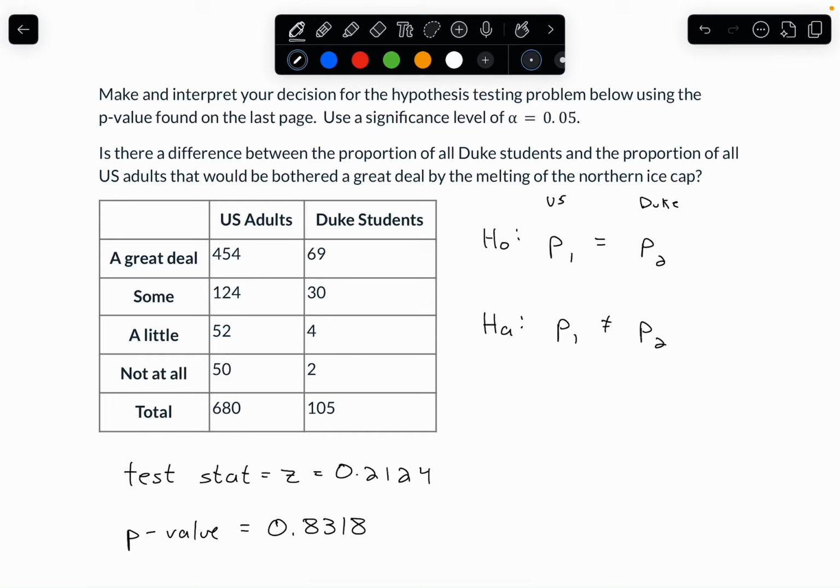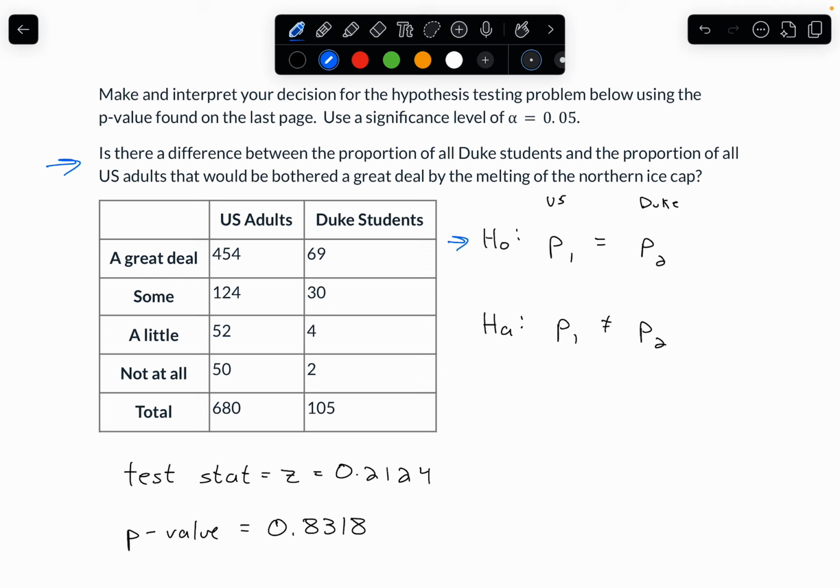To wrap up the problem that we've been working with, we're going to practice making and interpreting our decision for the hypothesis test that we've been working on throughout this whole section so far. So, again, just to revisit our question one last time, is there a difference between the proportion of all Duke students and the proportion of all U.S. adults that would be bothered a great deal by the melting of our northern ice cap?